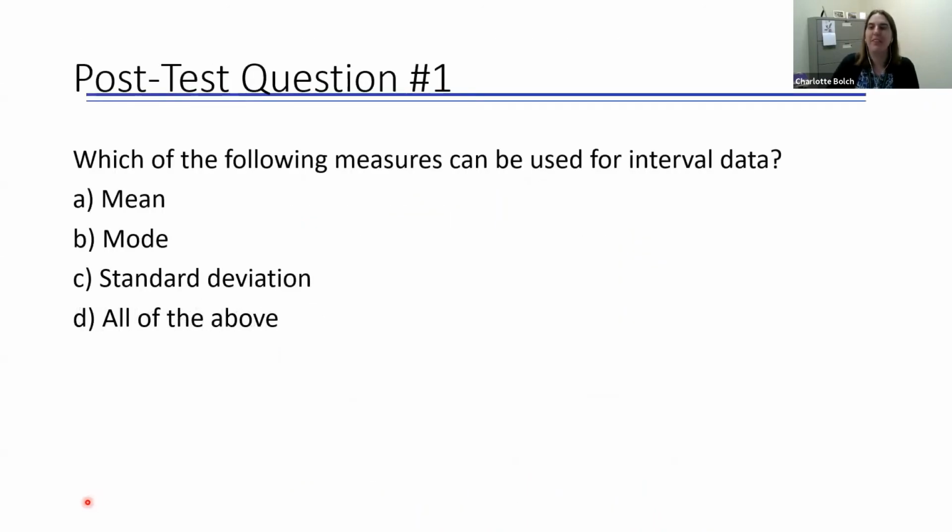So the first post-test question is, which of the following measures can be used for interval data? The mean, mode, standard deviation, or all of the above? Remember, everyone, you can put A, B, C, or D into the chat.